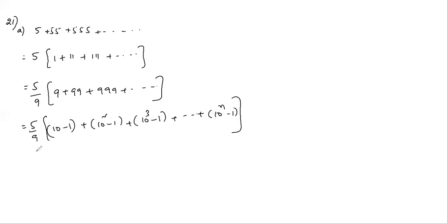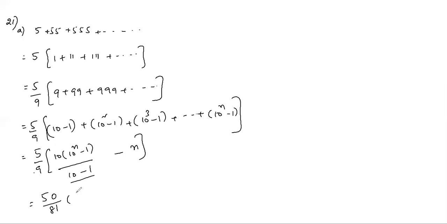So it is equal to 5 by 9 into 10, 10 square, 10 cube, which is in GP, n terms. So a into (r power n minus 1) by (r minus 1), minus 1 minus 1 minus 1 n times is minus n. 5 into 10 is 50, 9 into 9 is 81, into (10 power n minus 1), minus 5 by 9 into n.